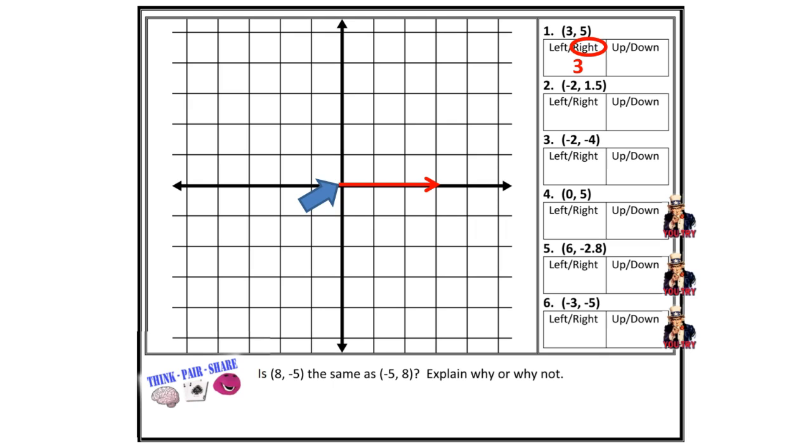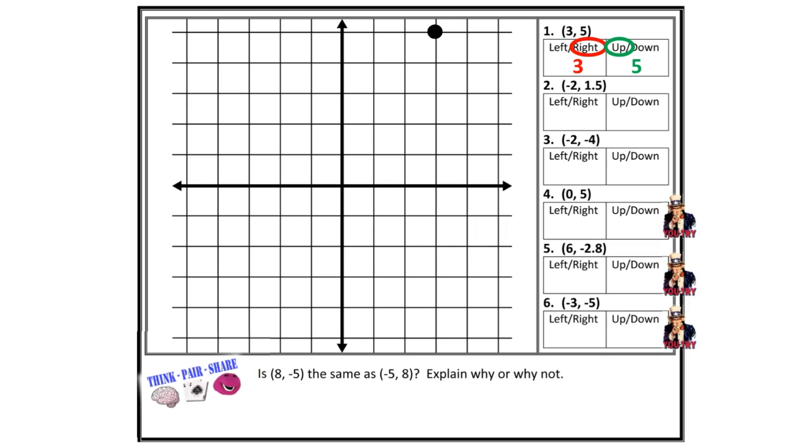My y-coordinate is positive 5, so I'm going to go 5 up. Up is positive, down is negative. I pick up where I left off in the last step. Now I'm going to go up 5 spaces. From the origin, I've gone 3 to the right and 5 up. I've given myself directions to find my point. That's where my point is located.